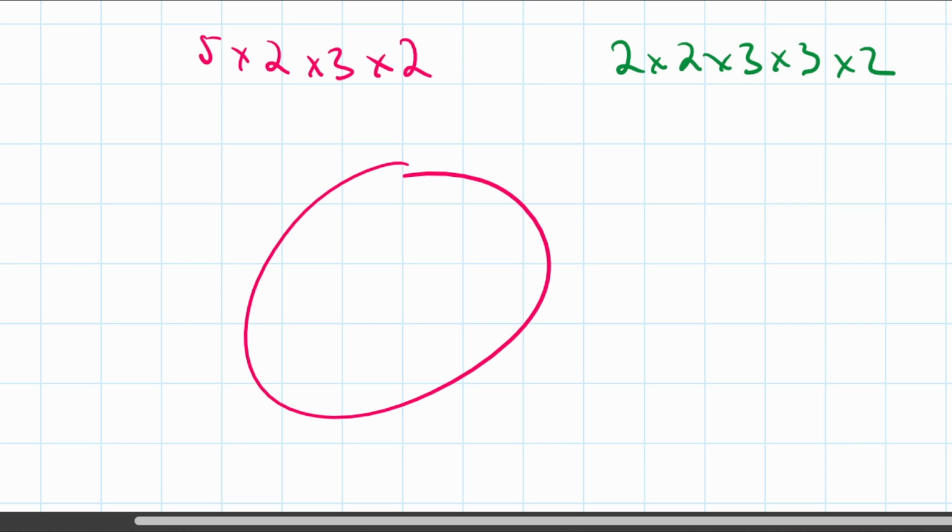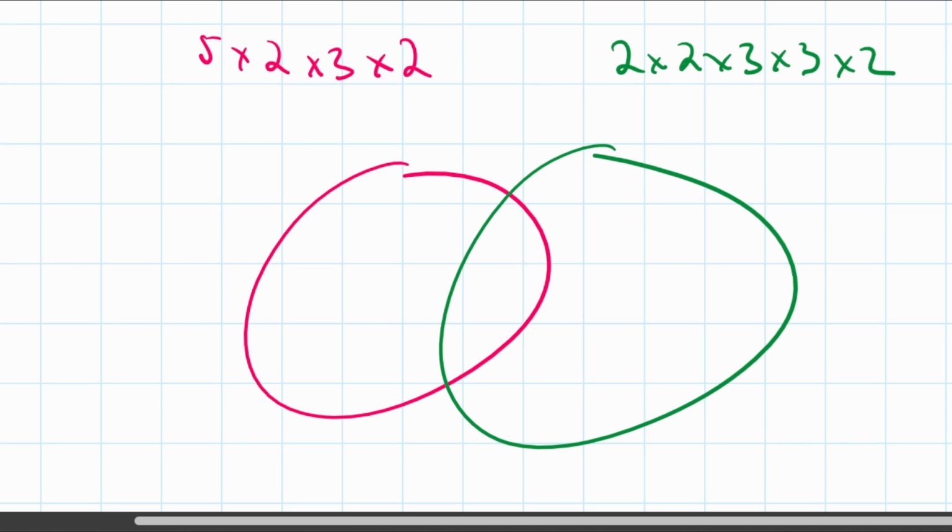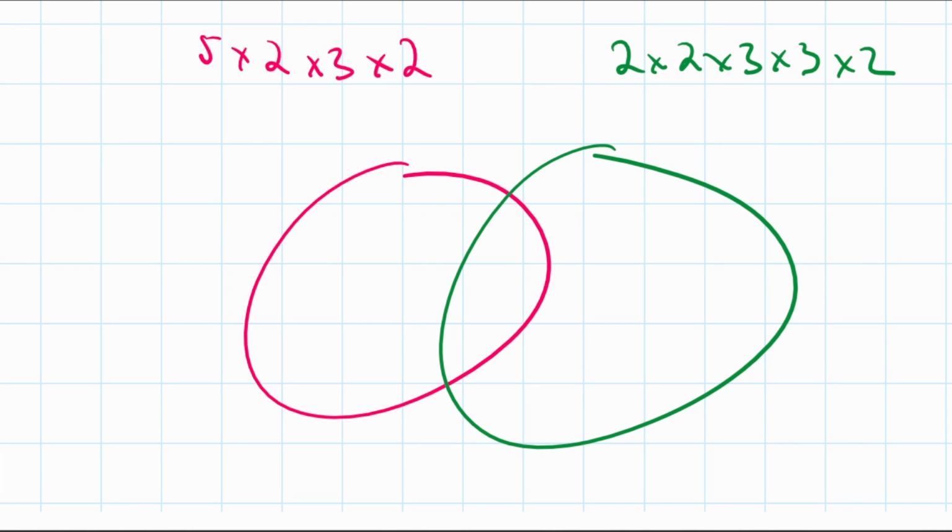Pink circle over here for 60 and green circle over here for 72. And the first thing we want to identify is all the factors which are common to both, which will go in the middle. So you can see both of these have 2 2's in them. So we can cross these out, put them in the middle, 2 and 2. And they also both have a 3 in them. So we can cross the 3's out and put a 3 in the middle. And what's left for the pink side is just 5. And what's left for the green side is 3 and 2.